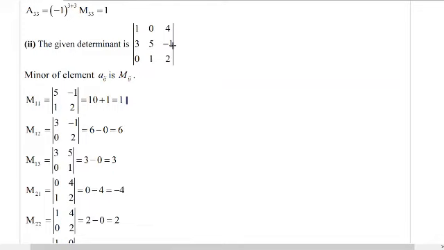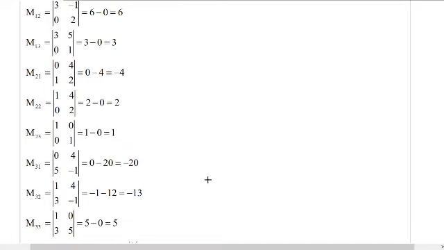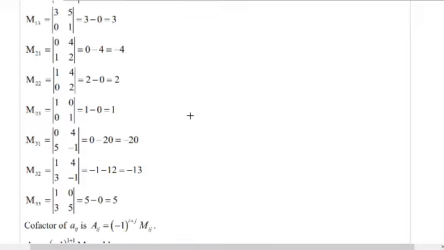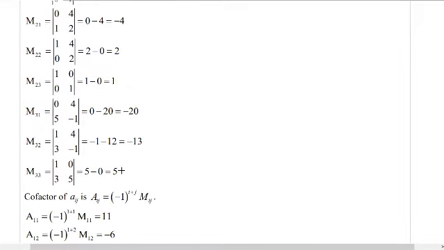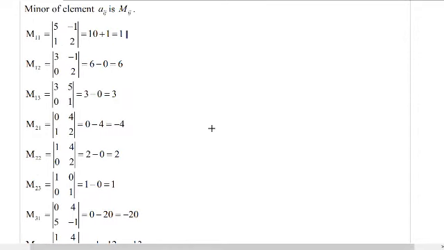So I will get minus 1 minus 12. Minus 1 minus 12, that is minus 13. Perfect. And now to get M33, I will hide this element by row and column. So I will get 5 minus 0. 0 3s are 0, that is 5. Done. And to compute the cofactors, again we'll just see the sum of these elements, these numbers, sorry.